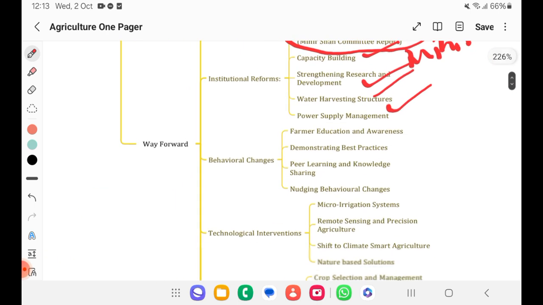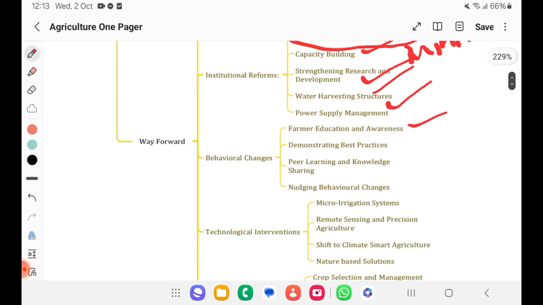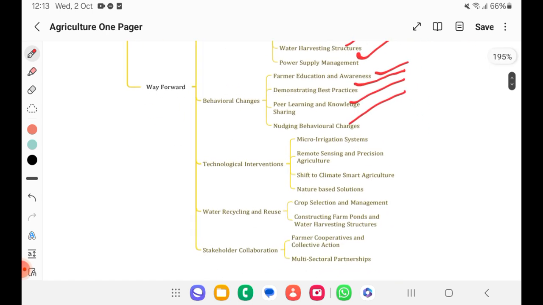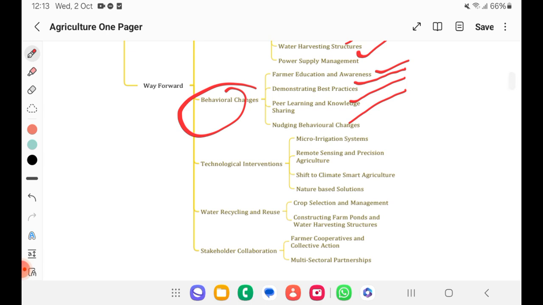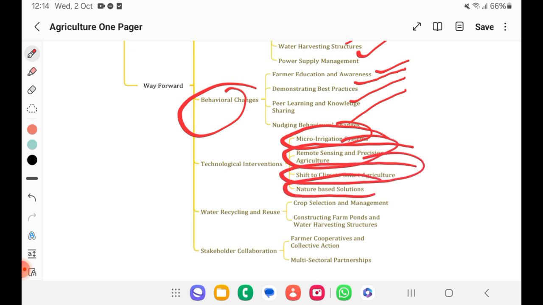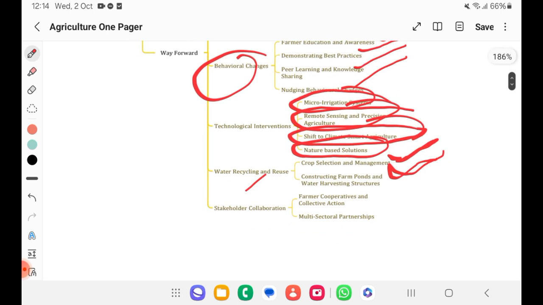Behavioral change: farmer education and awareness, demonstrating best practices, peer learning and knowledge sharing, nudging behavioral changes. Technological interventions: micro irrigation, remote sensing, shift to climate smart agriculture, nature based solutions, sustainable development, water cycle and reuse. Crop selection and management should be according to water availability. Construct farm ponds and water harvesting structures. Stakeholder collaboration is also important: farmer cooperatives and collective action. Multi-sectoral partnership is what we can say.